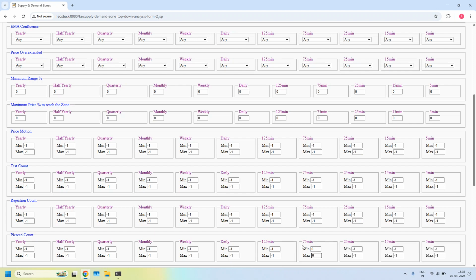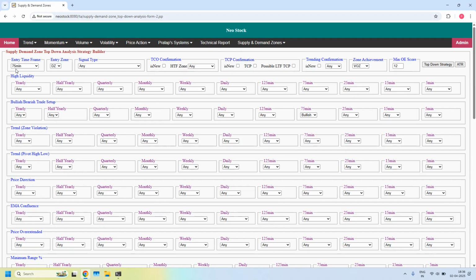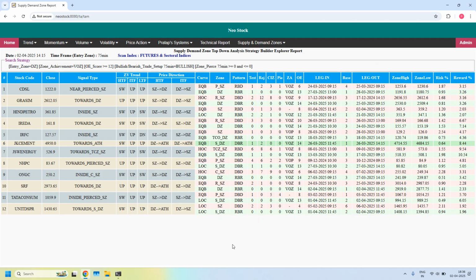You may ask, how can you say it is 75 minutes demand zone? Because here we selected 75 minutes demand zone. Whichever the one you select here, to that only the filters will be applied. Okay, let me filter. Now we got 12 stocks. All these 12 stocks are supporting bullish trade setup for weekly income trade. And entry time frame zones are 75 minutes demand zones. All these are 75 minutes demand zones.